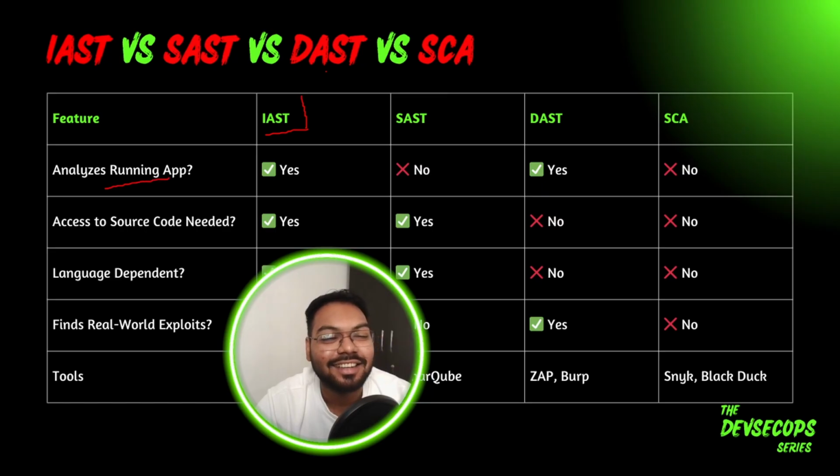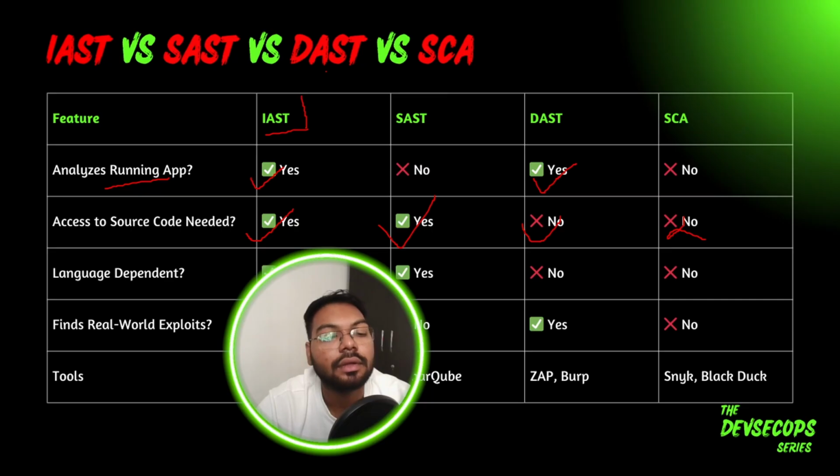So then, analyzes running application. Okay, IAST does it, DAST does it, SAST and SCA, no. Access to the source code required. Yes, IAST requires it. SAST requires it. DAST doesn't require access to the source code and SCM.